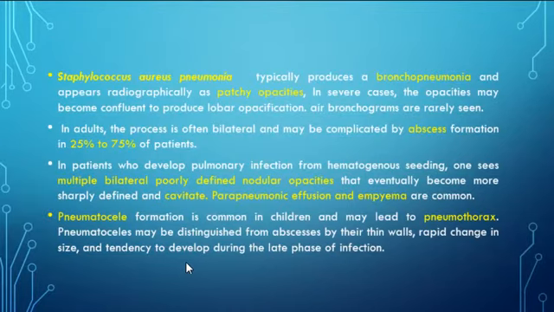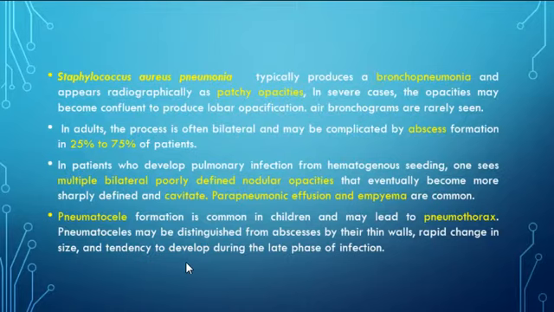Staphylococcus aureus pneumonia typically produces bronchopneumonia, which we said is the most common type of pneumonia. Radiographically it appears as patchy opacities. In severe cases, the opacities may become confluent to produce lobar opacification. Air bronchograms are rarely seen. In adults, the process is often bilateral and may be complicated by abscess formation in 25 to 75%. So abscess formation is common.